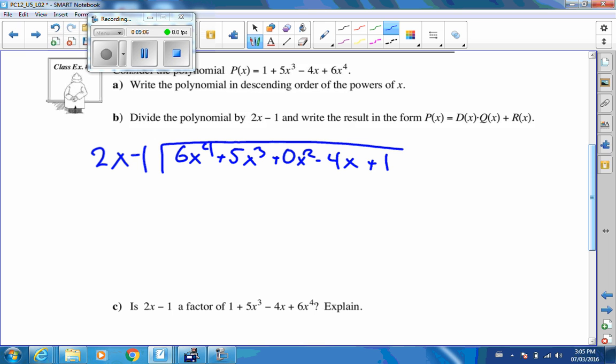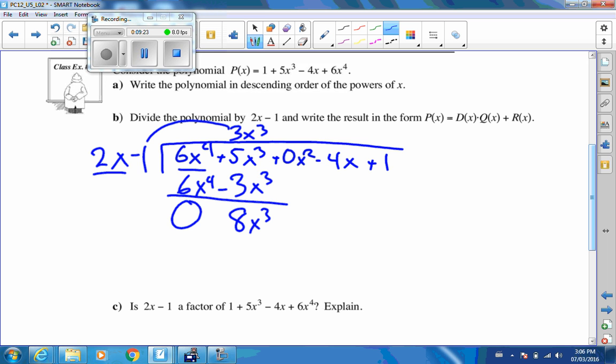Divided by 2x minus 1. So now what would I need to multiply 2x by to get 6x to the 4th? Well, 3x cubed, of course. 6x to the 4th minus 3x cubed, again distributing that negative 1. Subtract down: 8x cubed, 0 from 6x to the 4th, so they just go away. Apparently I'm really tired because that made no sense at all. Anywho, this is going to need a plus 4x squared: 8x cubed minus 4x squared.